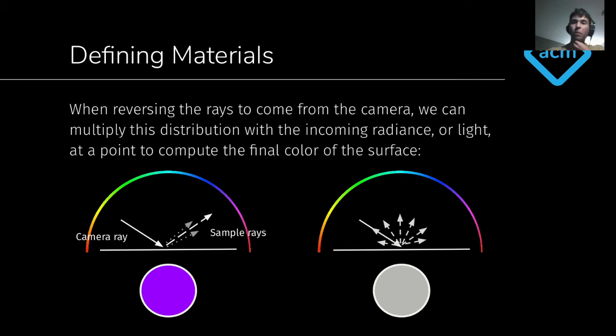But yeah, basically we can multiply this distribution function with the incoming radiance around a hemisphere at this point. If the surface is reflective, it would be taking in more of the incoming radiance at the reflected angle. But if it was more diffuse, it would be taking in all the incoming radiance equally around all directions. So hopefully that makes sense. I'm going faster than I thought with this.